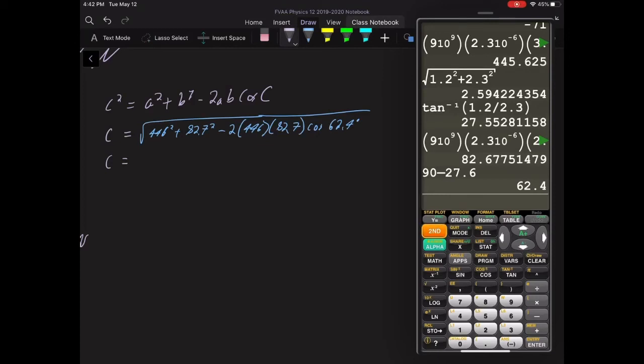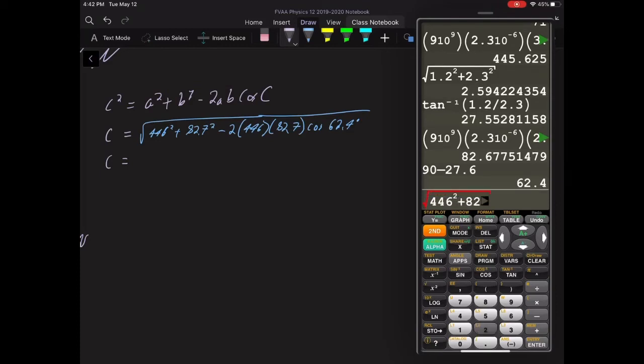So let's get to work. 446 squared plus 82.7 squared minus 2, let's say 2, 446, 82.7 cos 62.4.